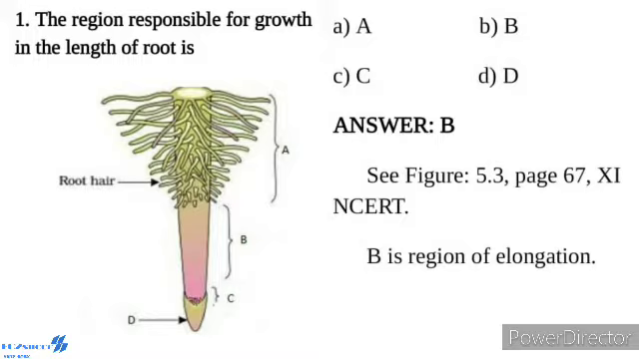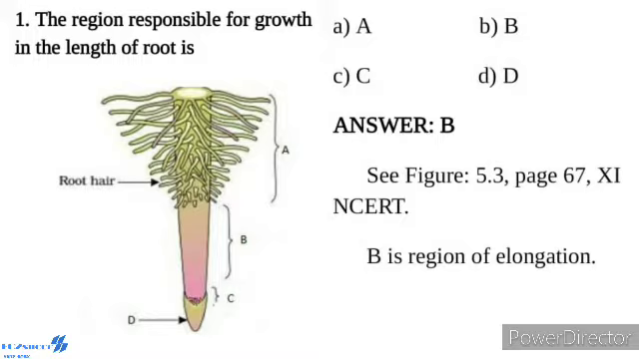They divide repeatedly. The cells proximal to this region undergo rapid elongation and enlargement and are responsible for the growth of the root in length. This region is called the region of elongation. The cells of the elongation zone gradually differentiate and mature. Hence, the zone proximal to the region of elongation is called the region of maturation.